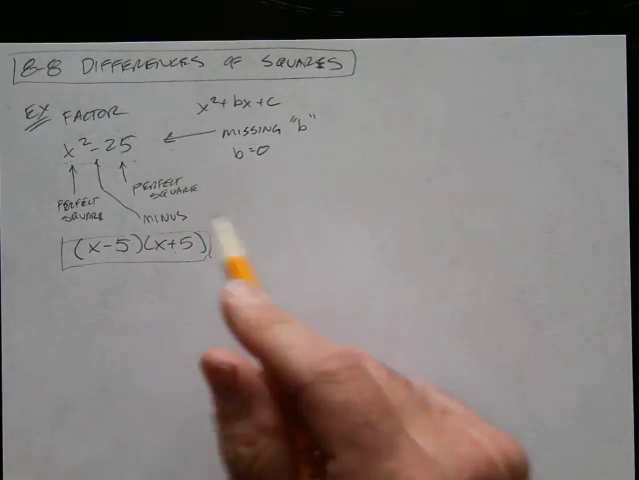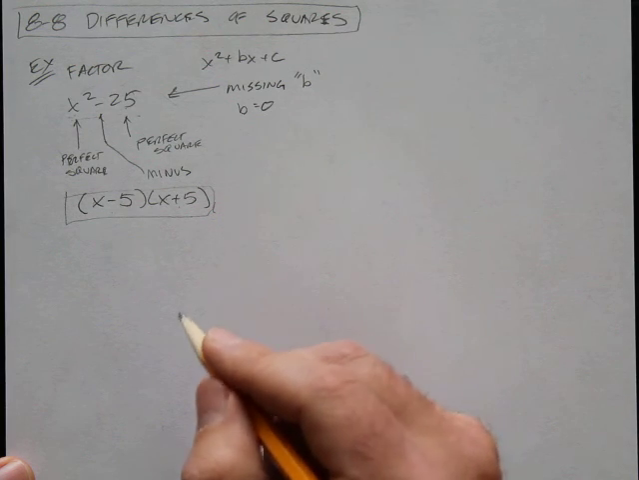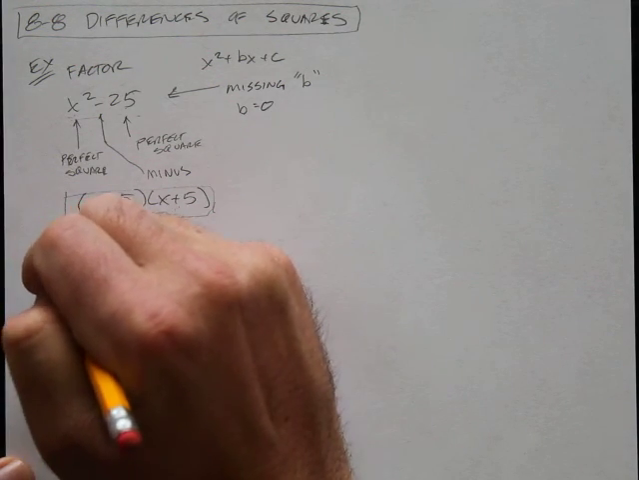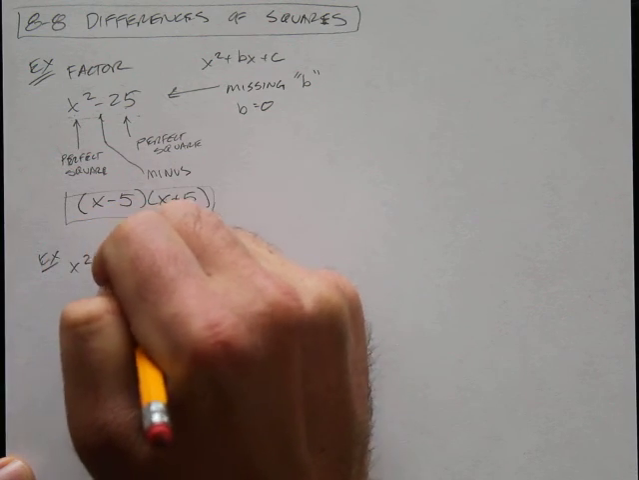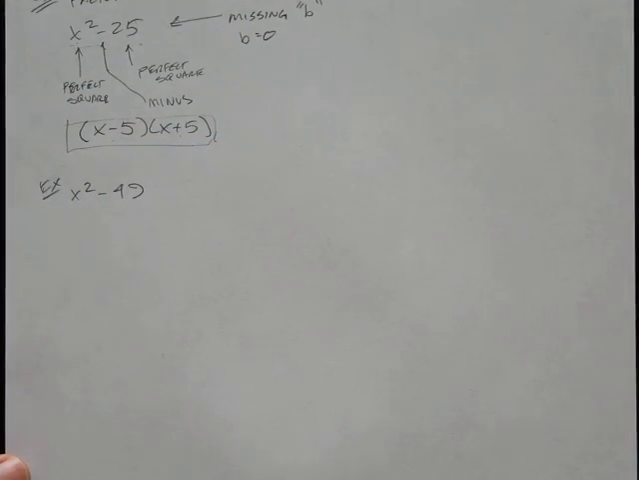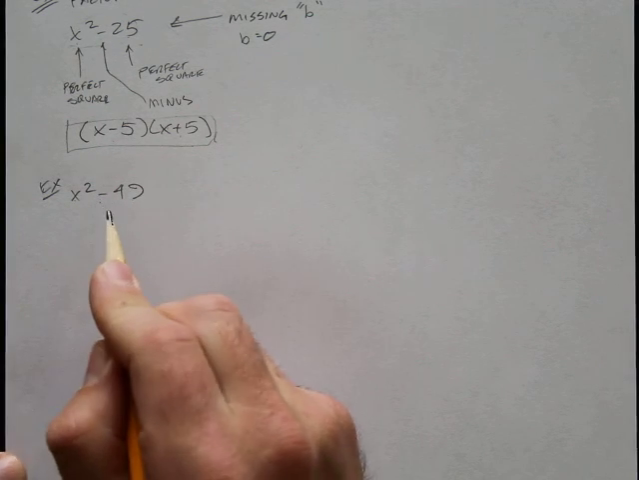So let's do another one, see if you can kind of get the hang of this. Let's do another one. Let's do x squared minus 49. Okay, so I've got a perfect square, and a negative, or a minus.